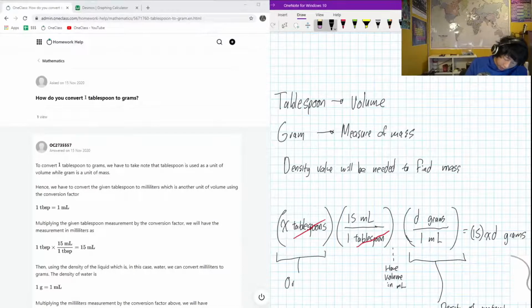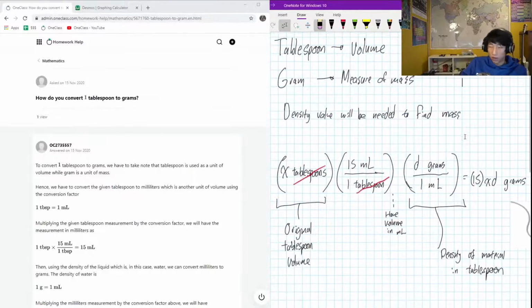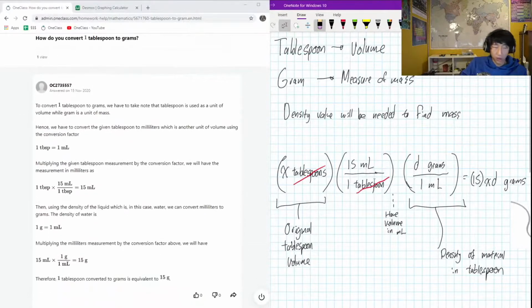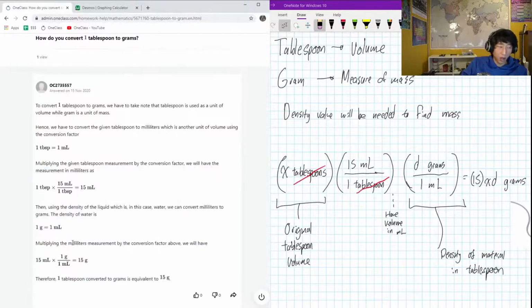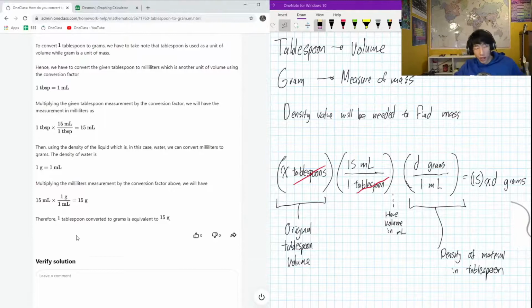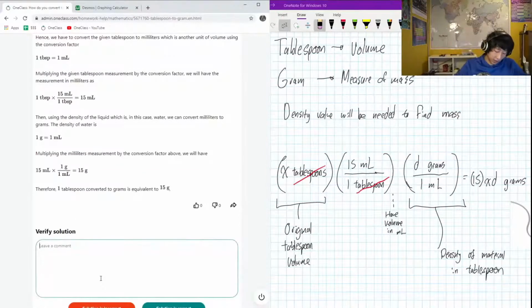Here we got the original tablespoon volume. Okay, let me just scroll down. Okay, so everyone can see that, and yeah, this would be how you could convert it. So here we're using the example of water. I think, yeah. So this is only really valid for when we have water, but with other substances, it could be very different in terms of densities.